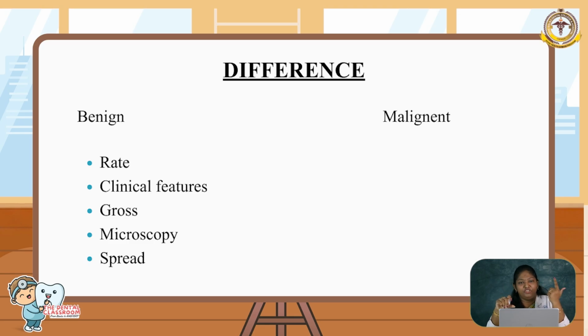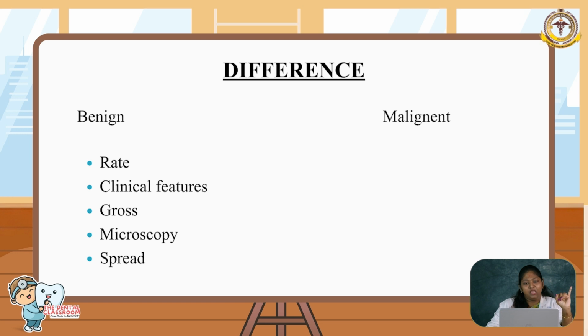Next, clinical features. When a patient comes to your OPD, how will you classify whether it might be a benign or a malignant possibility? Next, you receive a specimen in your histopathology lab: the gross features. Next, you see it under the microscope: what are all the features? And fifth, how do the tumors spread, what are their possibilities? So these five major classifications are the major headings for you to write in detail about benign and malignant.